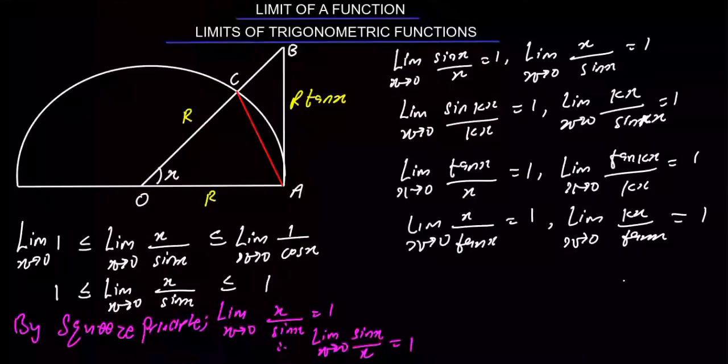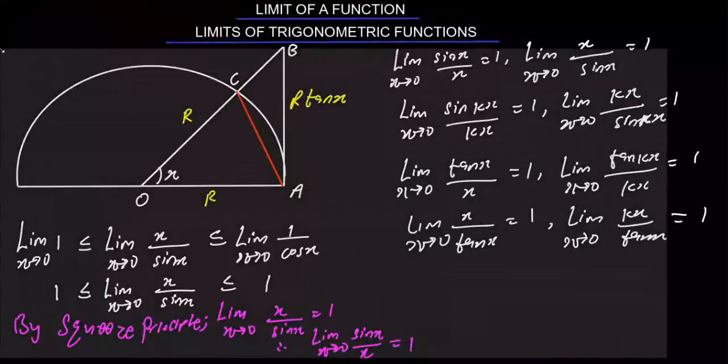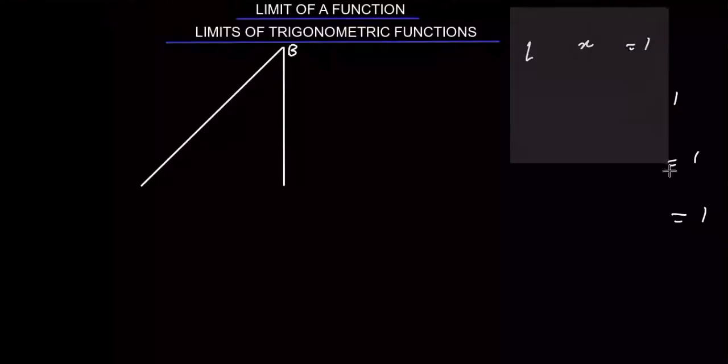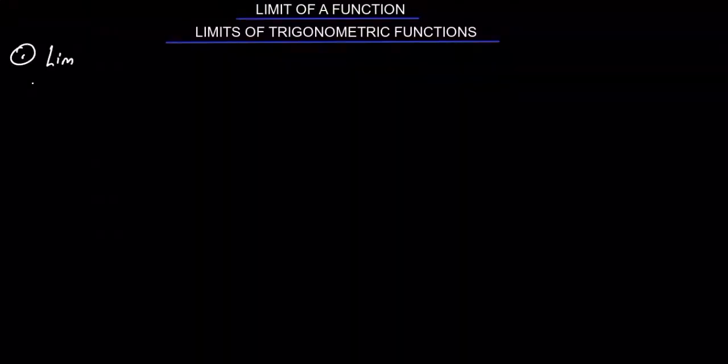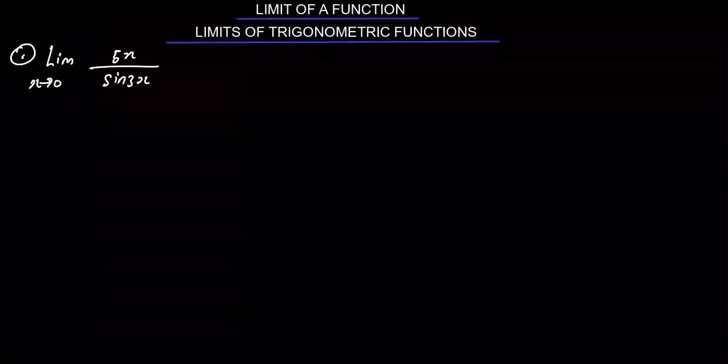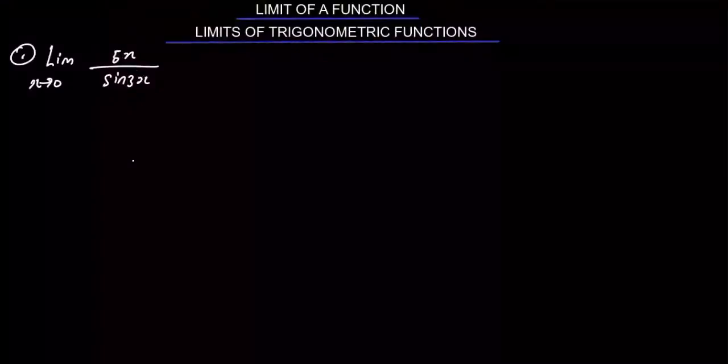Since we've known these identities, let's quickly look at practice problems. How do we apply this when solving problems? Let's look at this basic problem. The first question: if I have the limit as x tends to 0 of 5x over sine 3x, what do I do? If you observe, you see that this number here and this number here aren't the same. So I can't apply that identity.